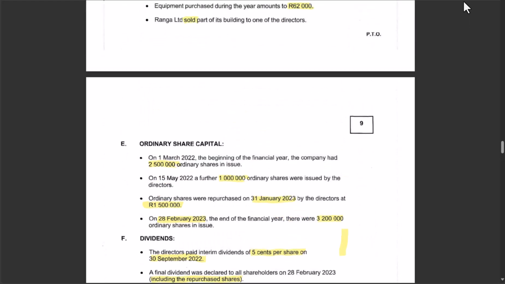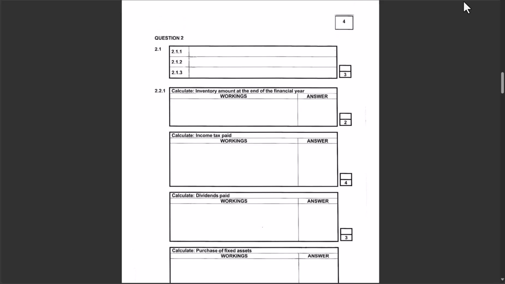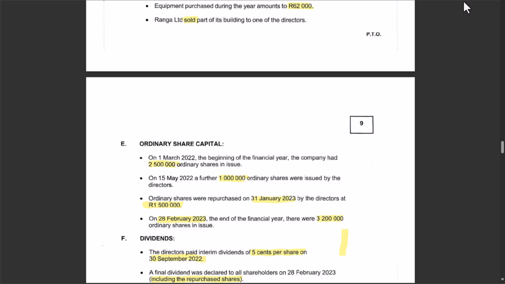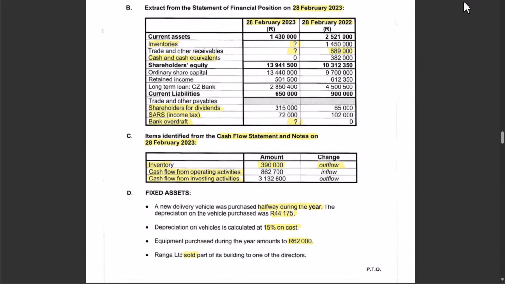Let's see answering the question, what we need. We dealt with this already. For this question it's non-current liabilities. Then here we said inflow, if my memory serves me well. Then here we said current assets. Then workings for inventory, which comes from here. Remember this is an outflow.